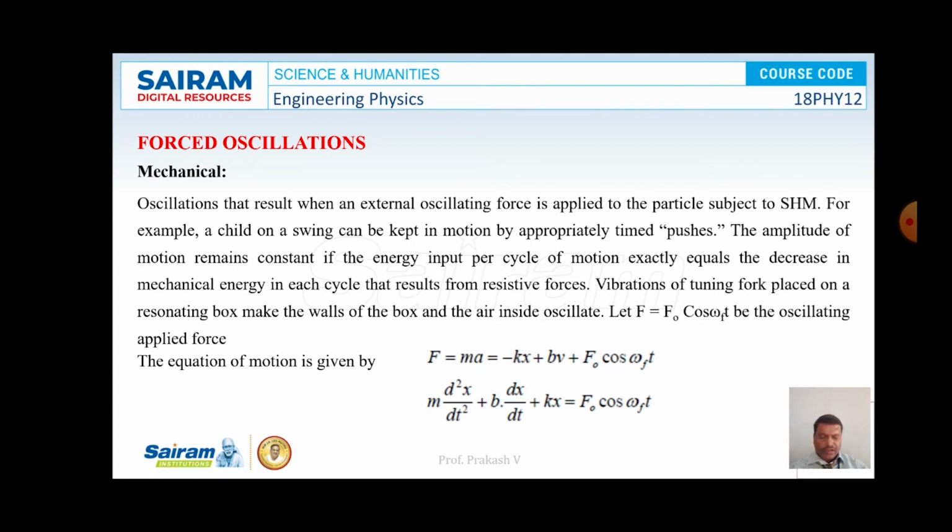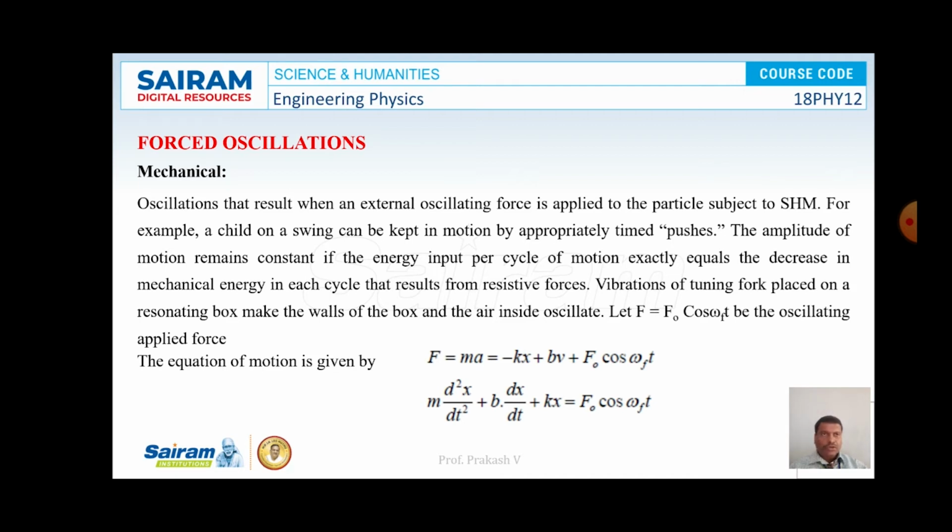The damping force acting on the body is minus r into dx by dt, along with the restoring force, that is minus kx. The resultant force is given by minus r dx by dt minus kx plus F sin pt. According to Newton's second law of motion, the resultant force is given by m into d square x by dt square. So we can write m d square x by dt square is equal to minus r dx by dt minus kx plus F sin pt, or m d square x by dt square plus r dx by dt plus kx is equal to F sin pt.